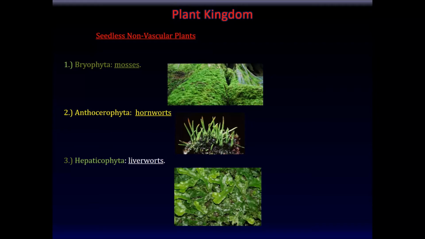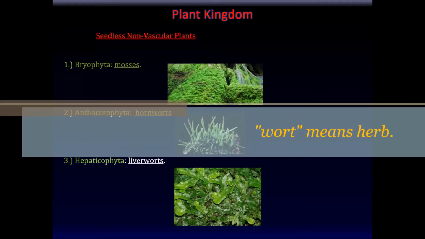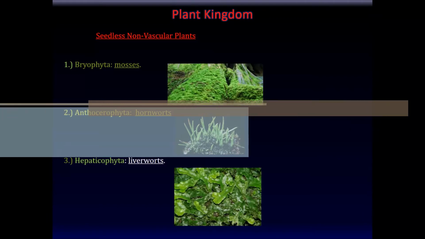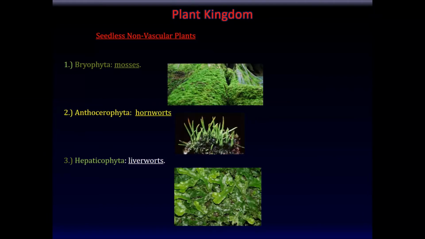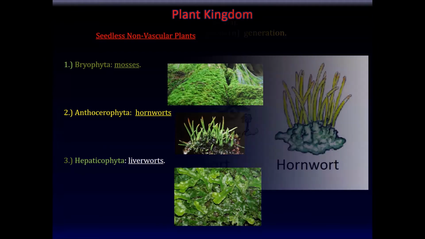Mosses most people are familiar with. Hornworts are so called because they have little tiny horn-like things. The liverworts are so called because their leafy structure looks kind of like, in somebody's imagination, liver. The official name of the mosses is the Bryophyta. The official name of the hornworts is the Anthocerophyta. It takes a little bit of practice to say that one, trust me. And the official name of the liverworts is the Hepatophyta, hepato referring to liver, as in hepatitis.